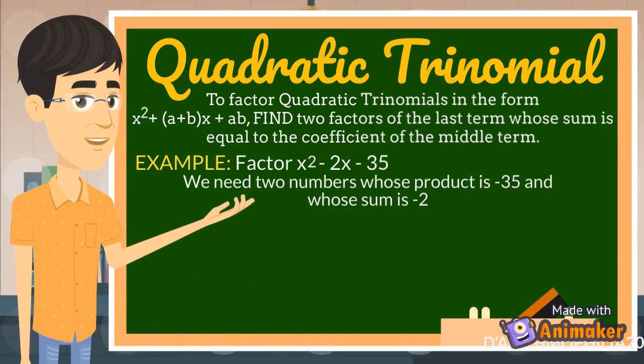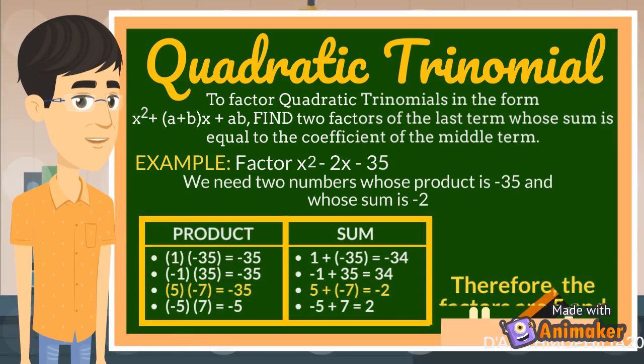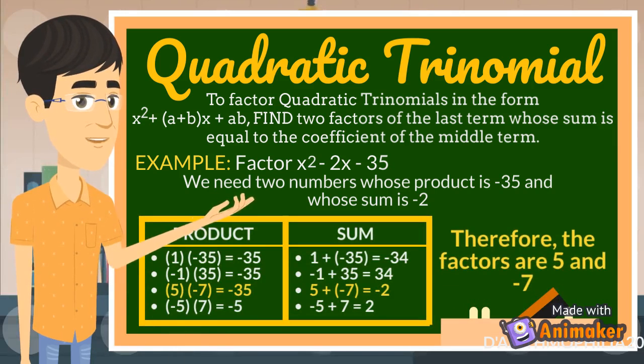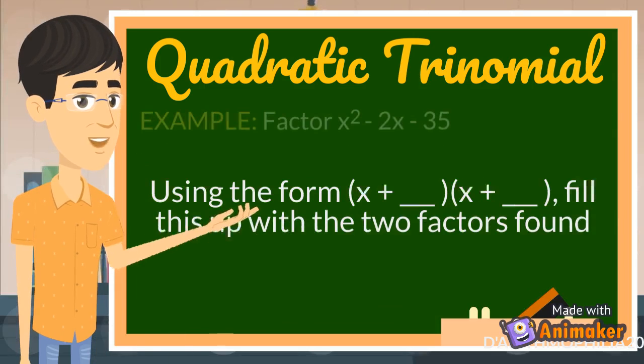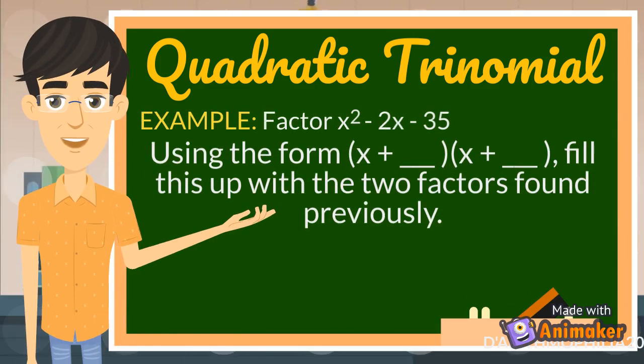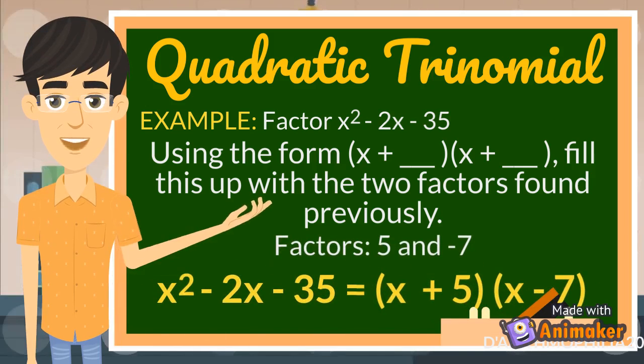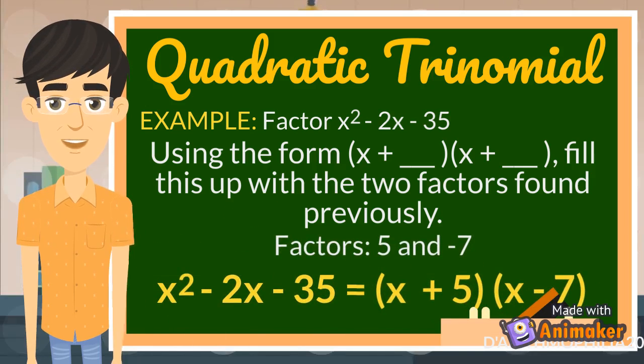Actually, this is a trial and error process. Looking into the table, the factors which satisfy the above condition are 5 and negative 7. Using these factors, we will write them inside the form being shown. Take note that it is not always addition. The operation depends on the sign of the factors. Therefore, the final answer is x plus 5 times the quantity x minus 7.